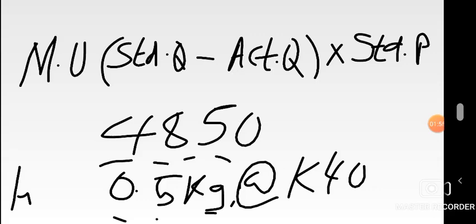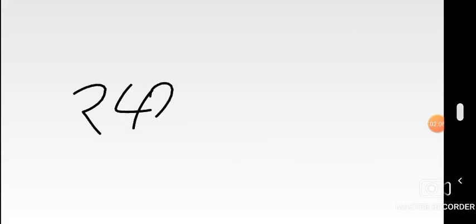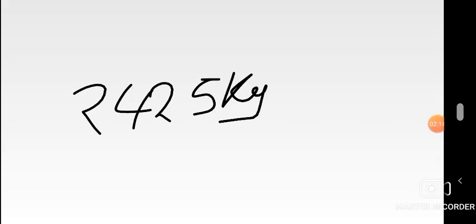So when you make your proportions, you put your 4,850 there, cross multiply, and it gives you 2,425 kilograms as the standard quantity. So just remember, when you're looking for standard quantity, it will be something that will be picked from the actual results. But what are you picking? Actual production units. Then you're now just converting.